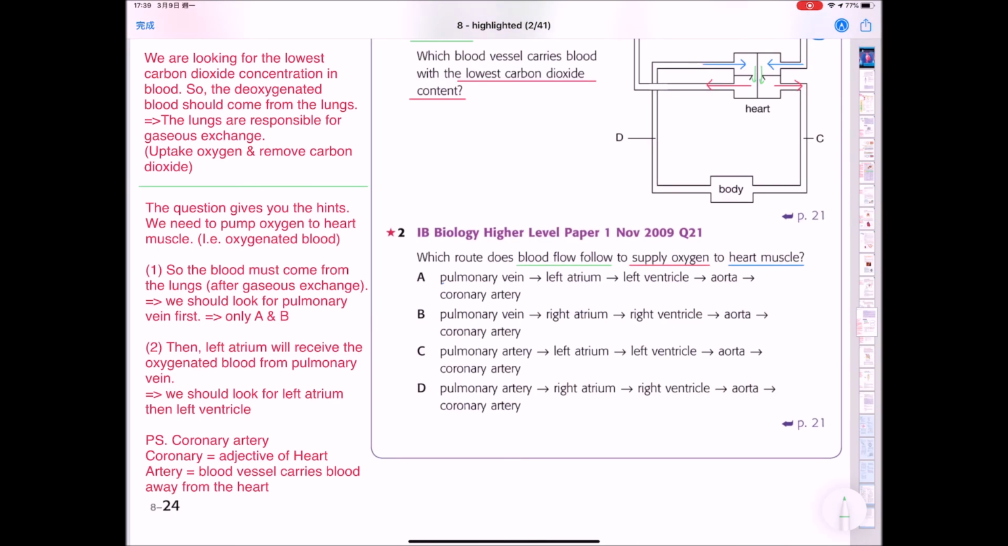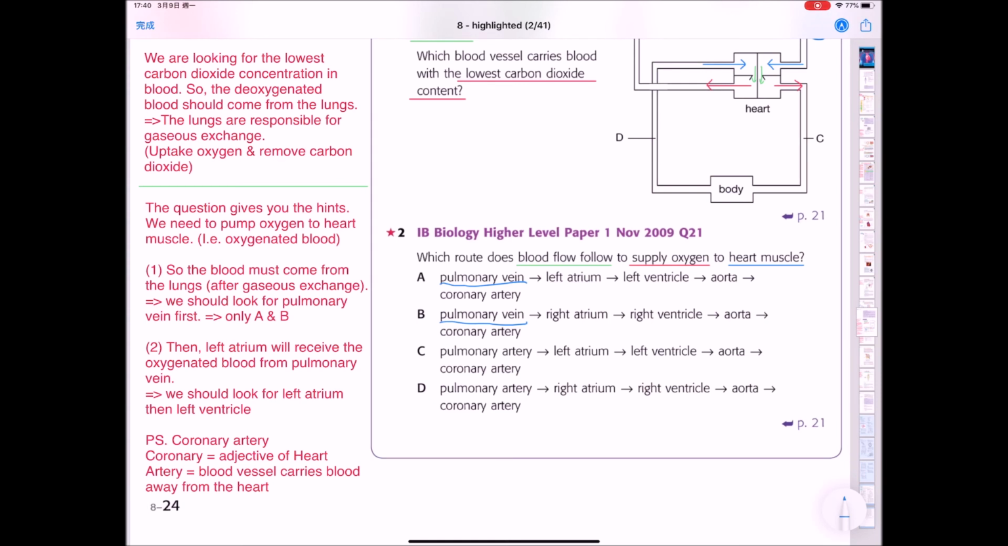Hello student, I'm Mr. Leung. In this question, we are going to determine the blood flow direction which can supply oxygen to our heart muscles. The thinking process is that the blood must be oxygenated blood, and oxygenated blood must come from our pulmonary vein. So for options A and B, either one of them will be the answer.